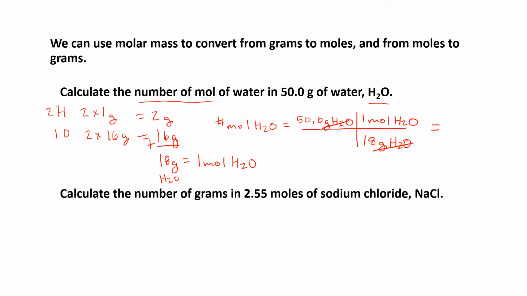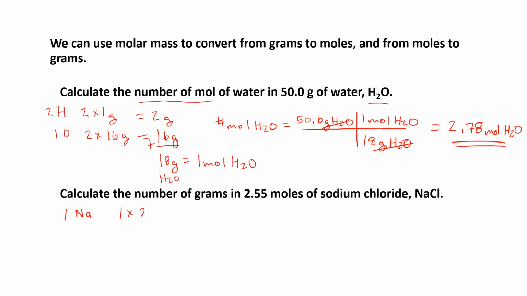And so when I carry this calculation out, I get 2.78 moles of H2O. And that's my answer. Okay? So let's look at the next problem. It says calculate the number of grams in 2.55 moles of sodium chloride, NaCl. So the first thing I want to do is calculate the molar mass of sodium chloride.